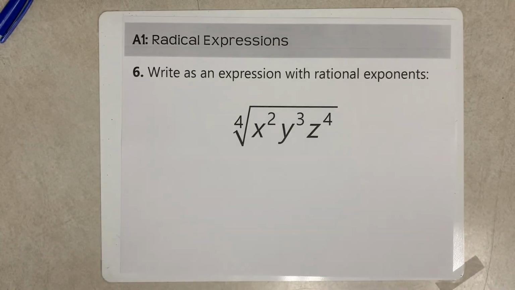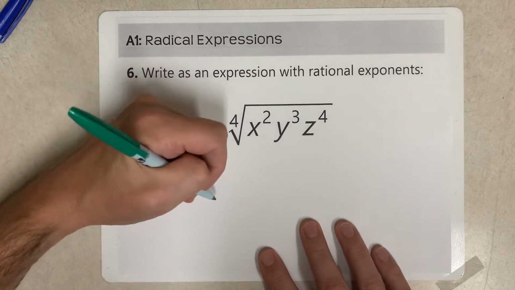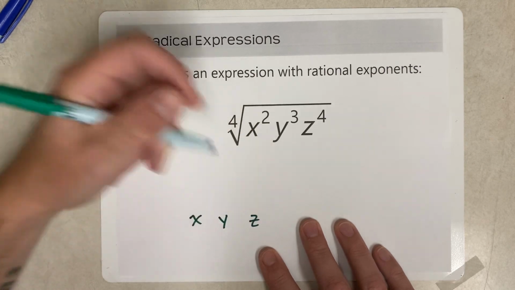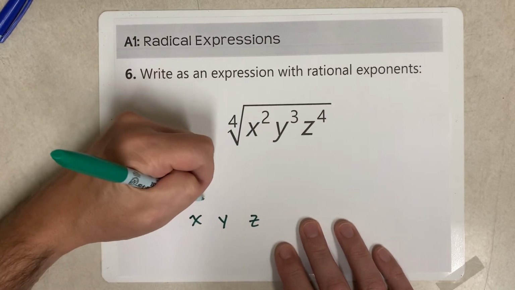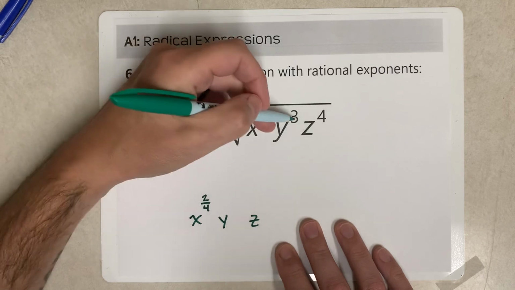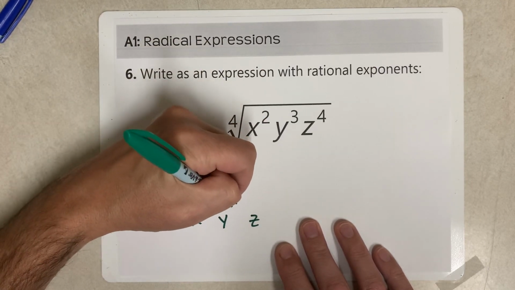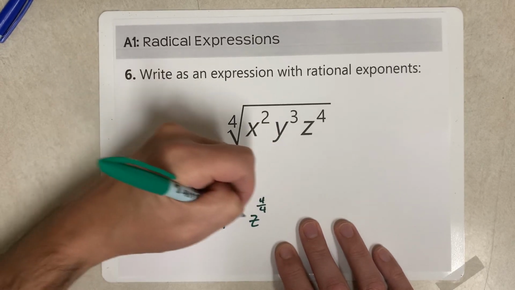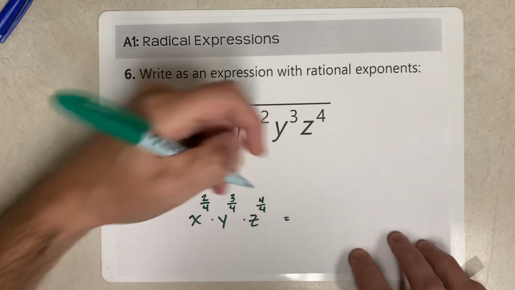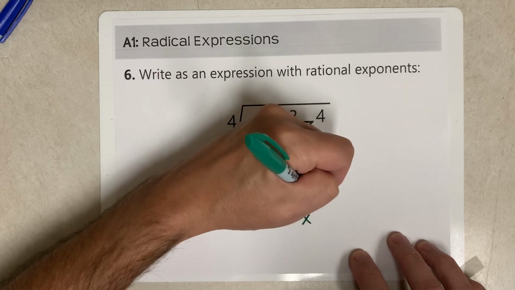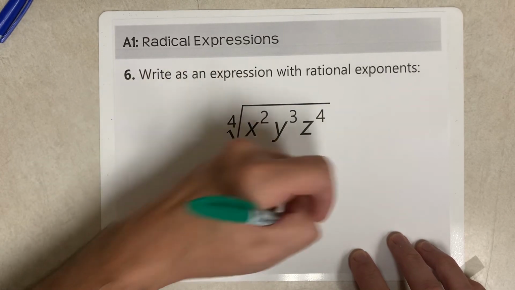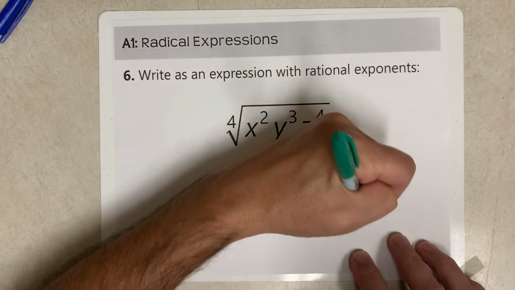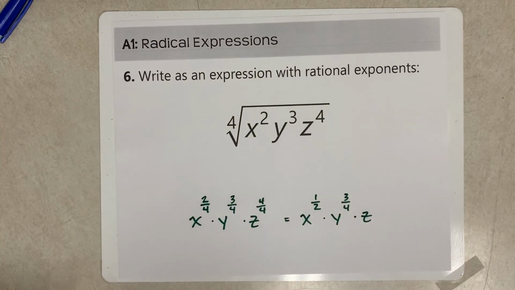And our last example is going to be x, y, and z. So x, y, and z. 2/4 for x, which is going to get simplified. 3/4 for y. 4/4 for z. And those are all multiplied together. So we can simplify the 2/4 as 1/2. 3/4 stays, because you can't simplify that. And 4/4 would be 1. And so we'll just leave it as a z right there.